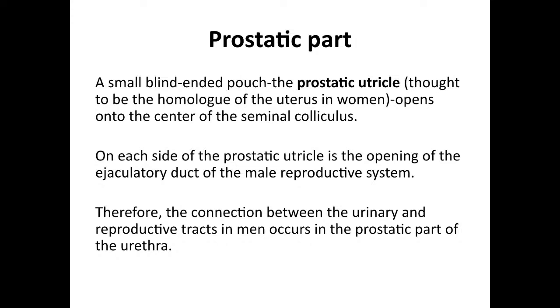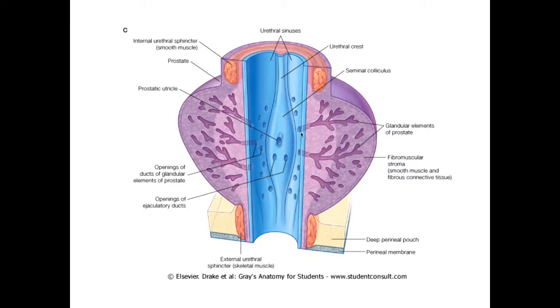Also, in the prostatic part, we have a small blind-ended pouch called the prostatic utricle. Women have something similar to that, and there is an opening on the seminal colliculus. On each side of the prostatic utricle is the opening of the ejaculatory duct of the male reproductive system. Therefore, the connection between the urinary system and reproductive system happens in the prostatic part of the urethra, right? So semen is coming out from here, right? And it is all going back down the same duct. And that's why we need this kind of valve here, not to have the retrograde flow of the semen.